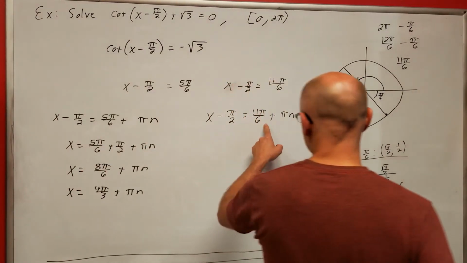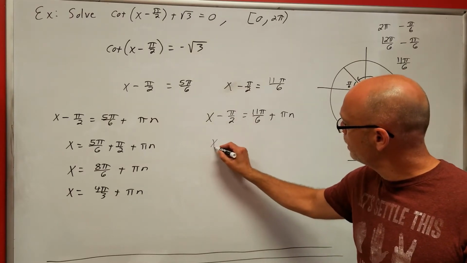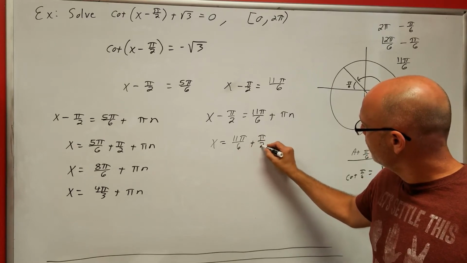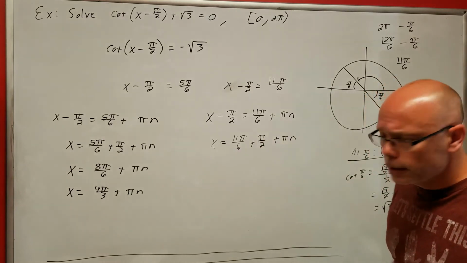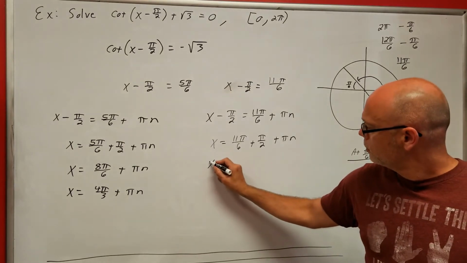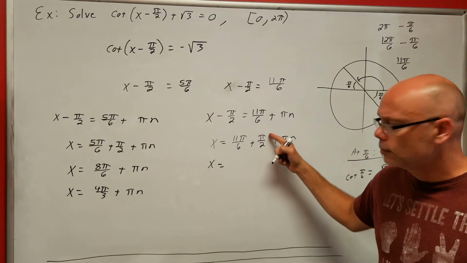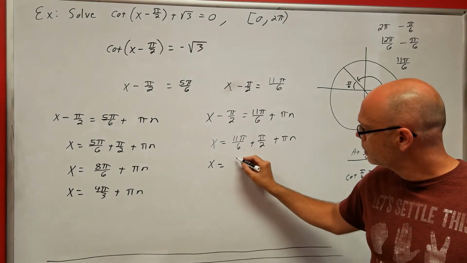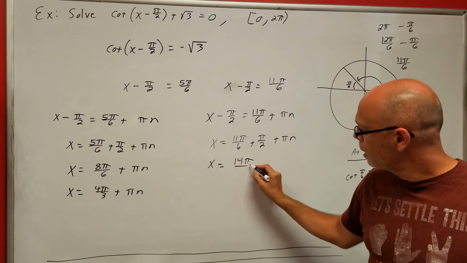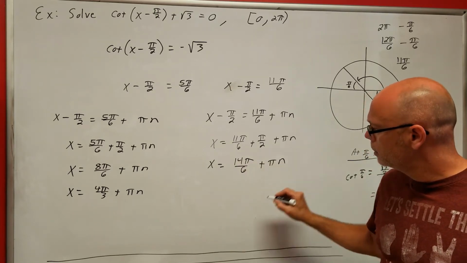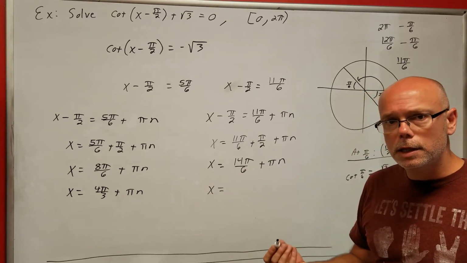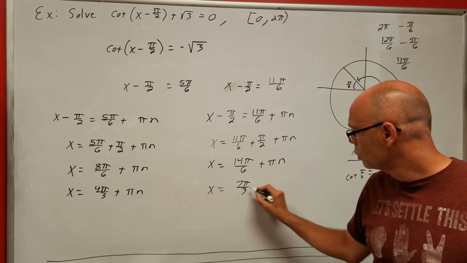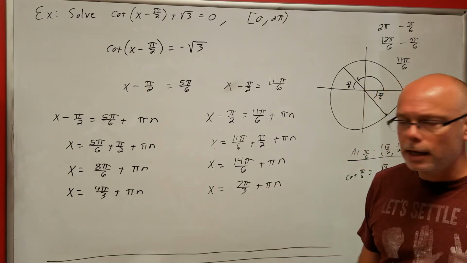Let's do the same thing here. Let's add pi over 2 to both sides. So x is equal to 11 pi over 6 plus pi over 2 plus pi n. Isn't this really 3 pi over 6? 3 pi over 6 plus 11 pi over 6 gives me 14 pi over 6 plus pi n. What's 14 over 6? I can divide both by 2, and I get 7 pi over 3 plus pi n.